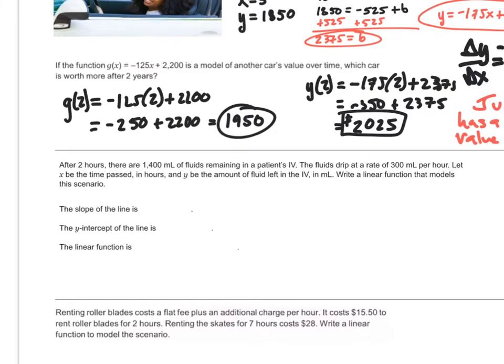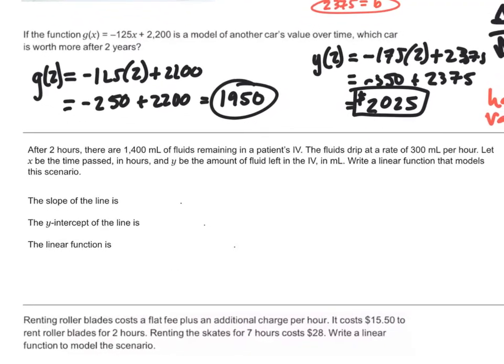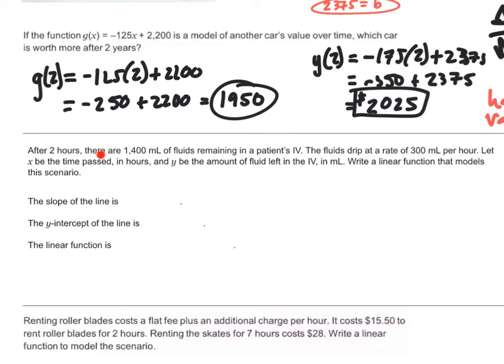Okay, on this one, let's take a look at this problem. It says after 2 hours, there are 1,400 milliliters of fluid remaining in a patient's IV. The fluid drips at a rate of 300 milliliters per hour. Let x be the time that passed in hours and y the amount of fluid left in the IV in milliliters. Write a linear function that models the scenario.